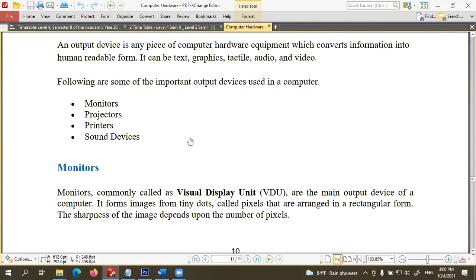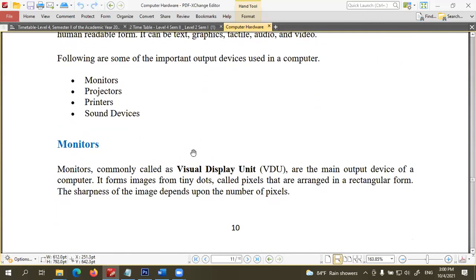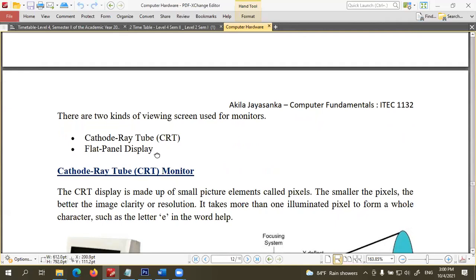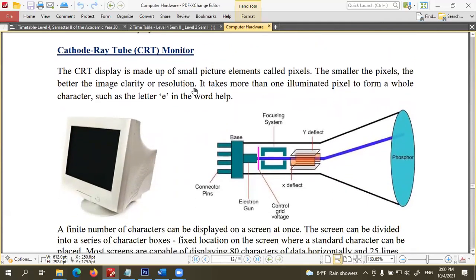Okay, everyone. Let's quickly go through these output devices as well. There are several output devices we can discuss: monitors, projectors, printers, and sound devices. If we take monitors, there are two types: CRT and flat panel display. CRT monitors are old ones. Nowadays those monitors are not in use, but we're just going to discuss the technology.